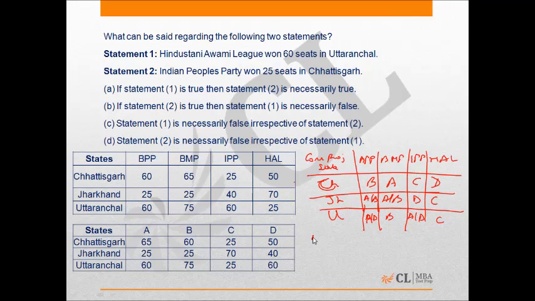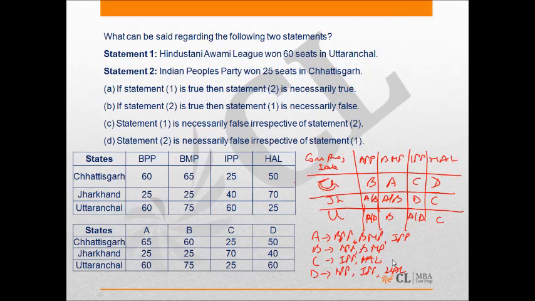So what we see is that A could be BPP, BMP or IPP. B could be BPP or BMP. C, IPP or HAL, and D could be one of the 3 BPP, IPP or HAL.